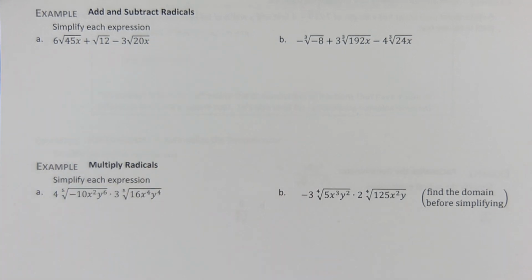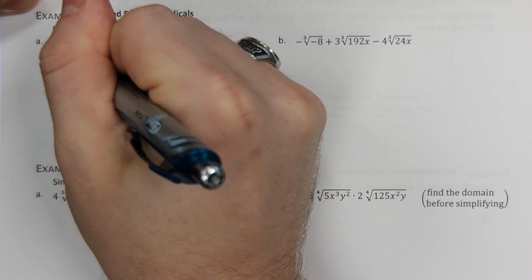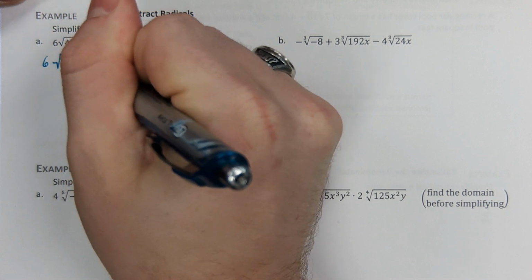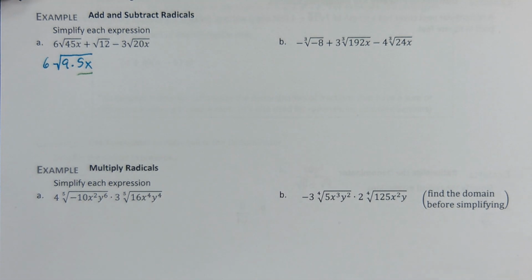These are square roots, so we're looking for perfect squares. The perfect square that goes into 45 is, somebody can just shout it out please, 9, great. It's going to leave me 5x. That 5x is going to be stuck in that radical, can't do anything with it.